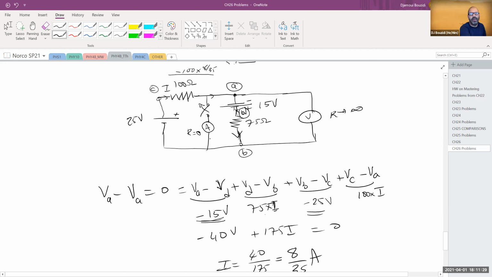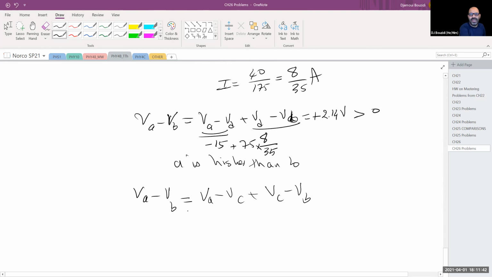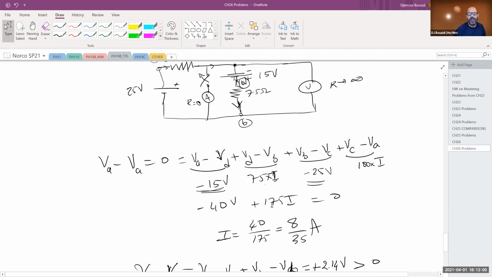Like in here, where I went from negative to positive, I was actually rising, so I said it's a negative drop. In here, it's an actual drop from positive to negative. So my calculation here, VA minus VC, goes from lower potential A to higher potential C. So it's going to be negative 100 ohms times that same current of 8/35 plus 25 volts, because 25 volts is an actual drop now.